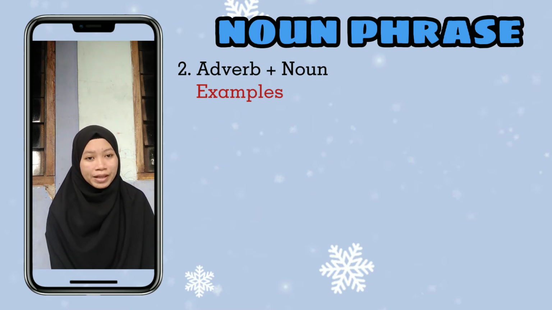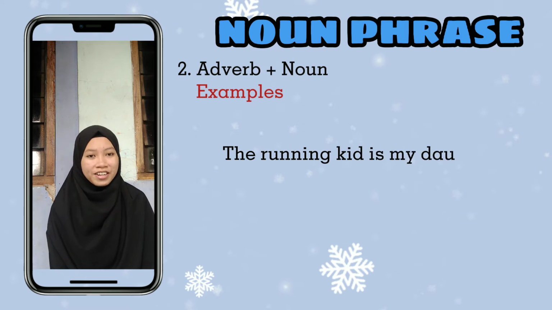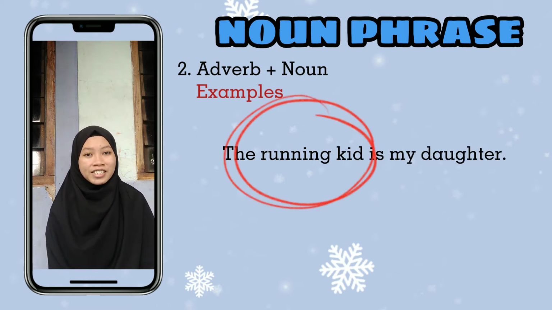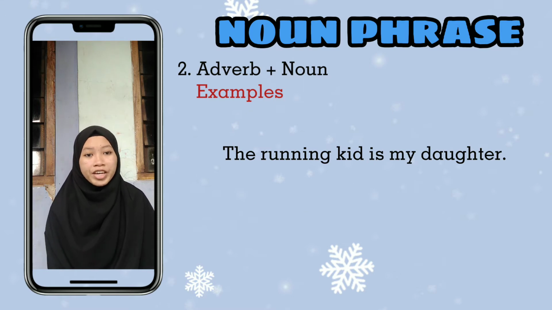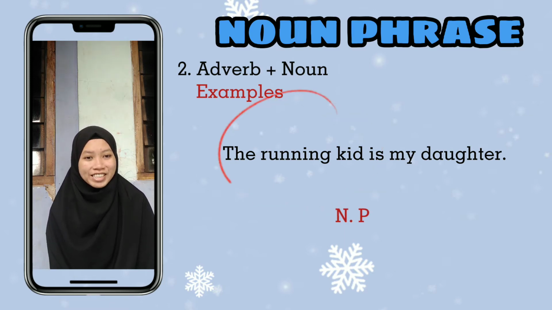The second example, the running kid is my daughter. In this sentence, the noun phrase is the running kid. With the running is participle. Participle ini sebagai adverbnya, and the kid is noun. So, the running kid is noun phrase.